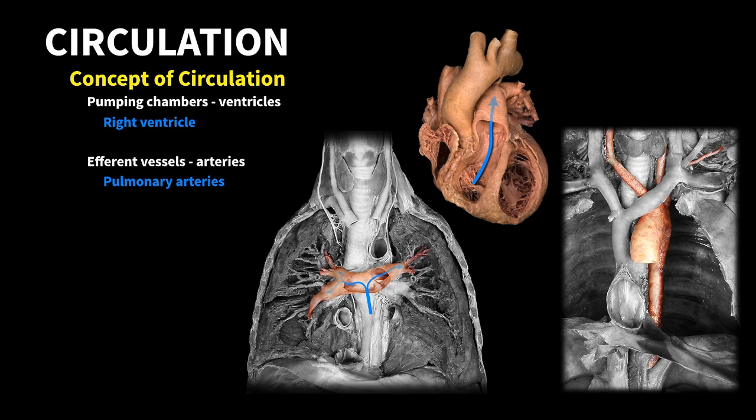heart and into the lungs. These vessels are the pulmonary arteries. Arteries are efferent vessels, meaning to carry away from, because arteries always carry blood away from the heart.